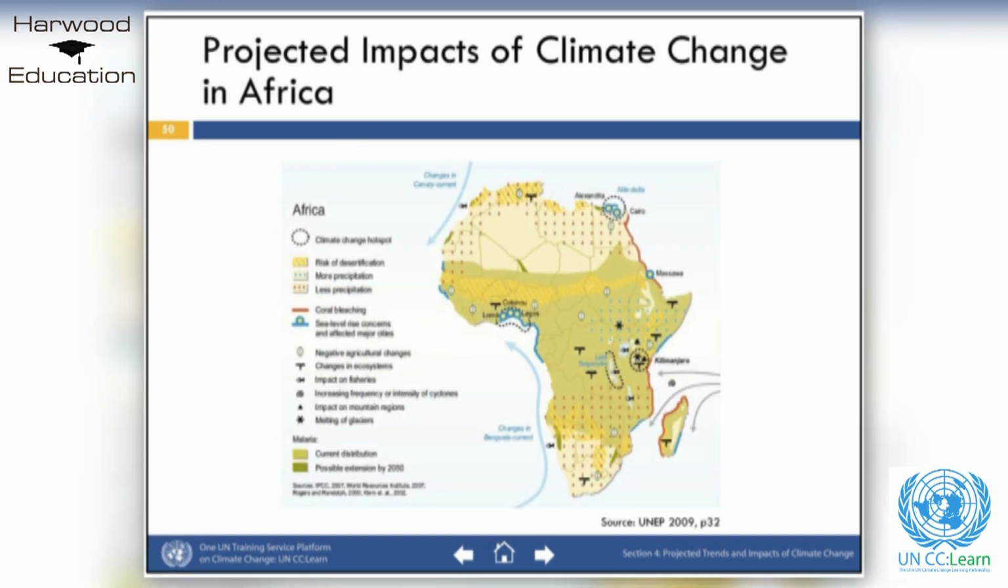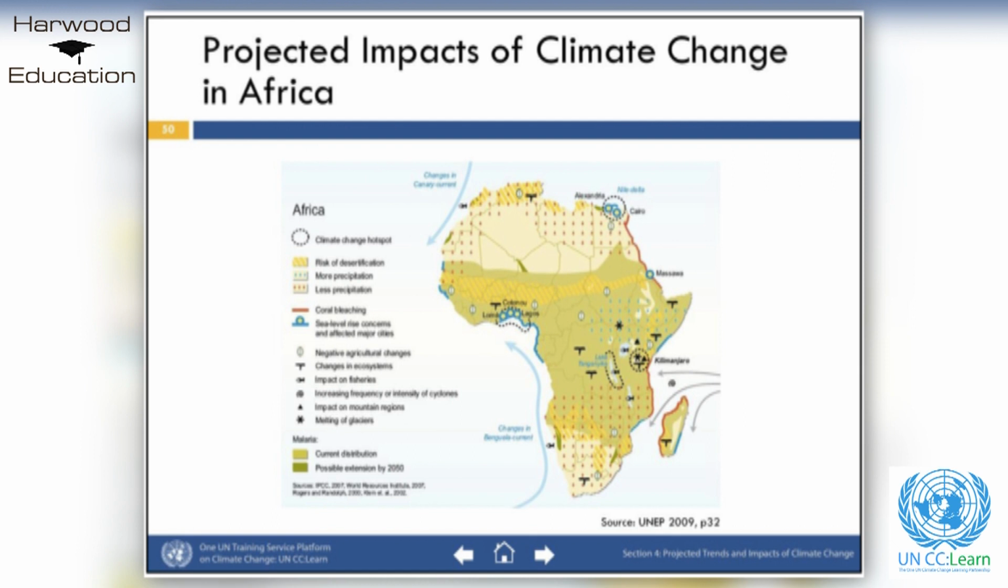Projected impacts of climate change in Africa. Africa is one of the most vulnerable continents to climate change. Most of Africa will see less precipitation, with only the east central regions seeing an increase. By 2080, an increase of 5 to 8% of arid and semi-arid land is projected under a range of scenarios.